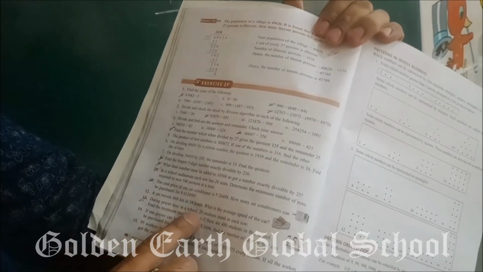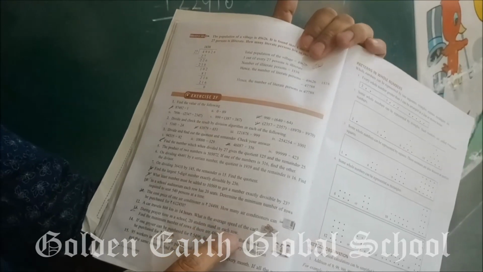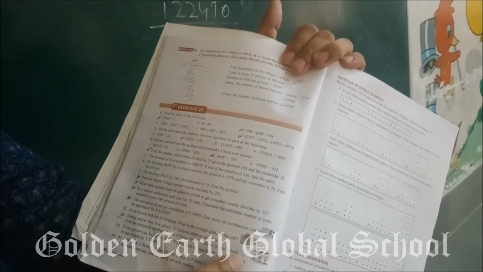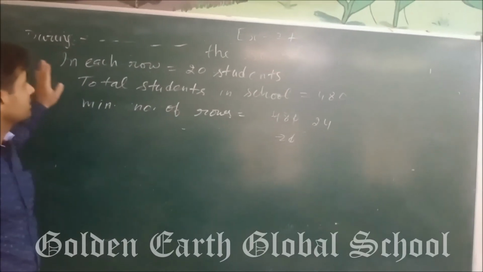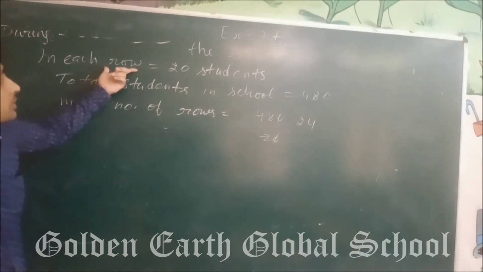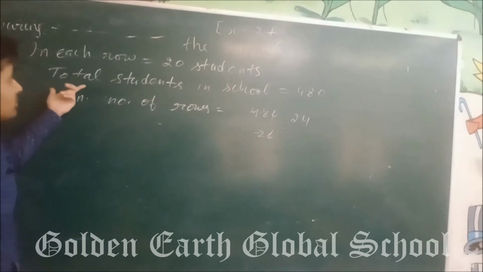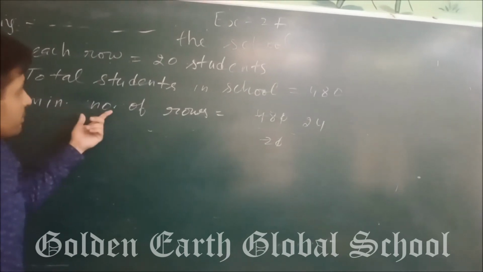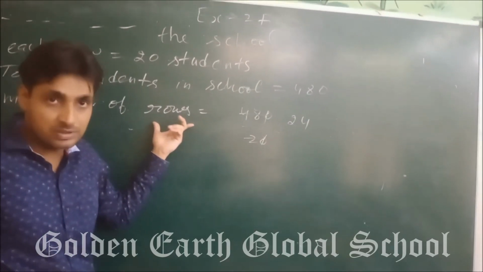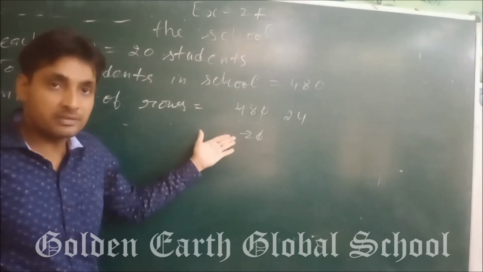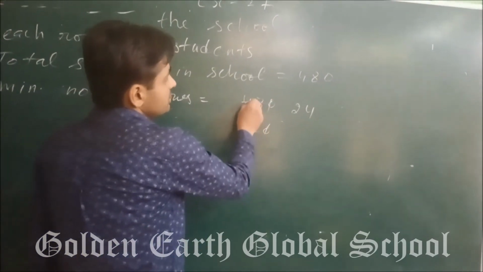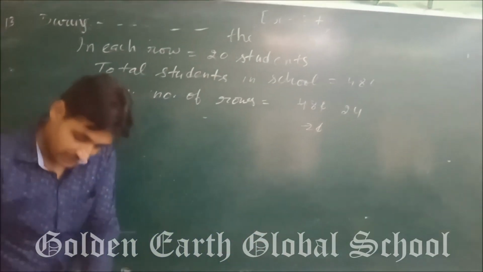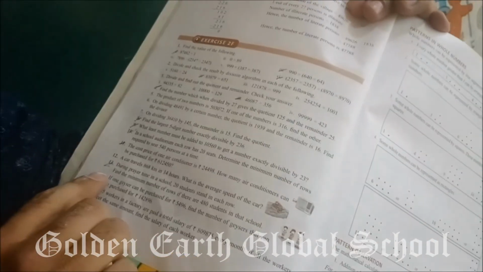Look at the 13th question. During prayer time in a school, 20 students stand in each row. Find the minimum number of rows if there are 480 students in the school. In each row there are 20 students, and the total number of students in the school is 480. To find the minimum number of rows, simply divide. The 0s cut out. 2 2s are 4 and 2 4s are 8. So 24 rows.